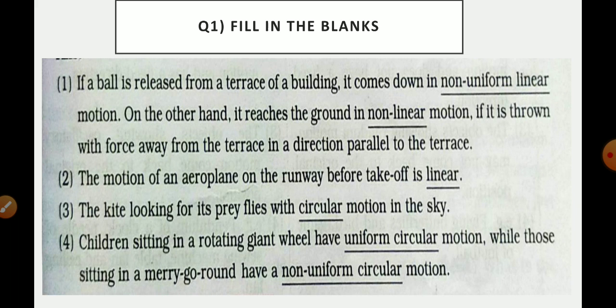Third one, the kite looking for its prey flies with circular motion in the sky. The kite means name of a bird, looking for its prey, for its food, flies with circular motion.